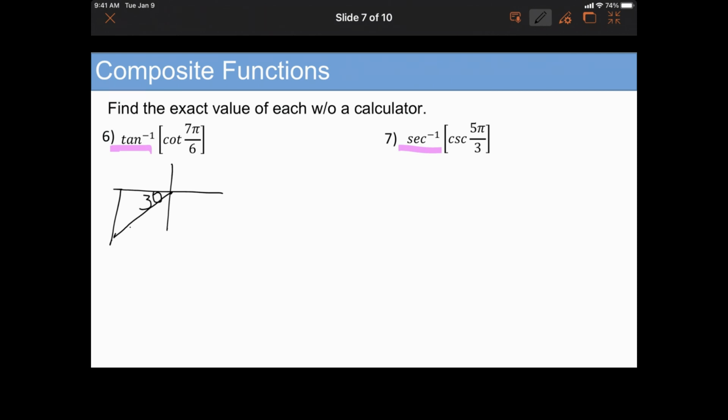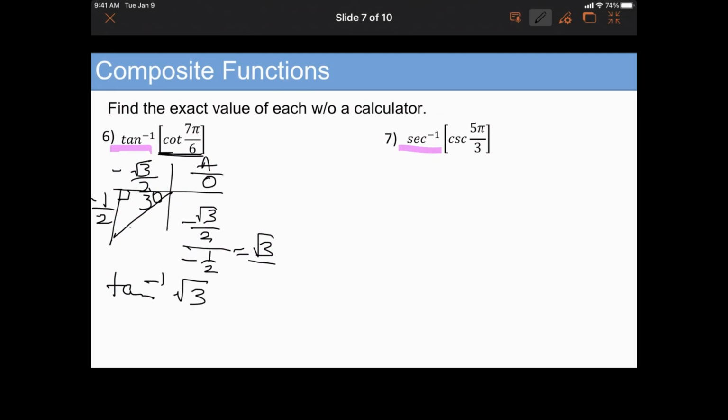Reference angle is 30. So this is half and root 3 over 2, and they are both negative. All right, so cotangent, that is adjacent over opposite. So it's going to be root 3 over 2 over negative half, and that simplifies to root 3. So this is this. So now I'm going to do tangent inverse.